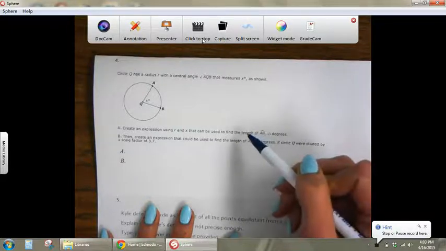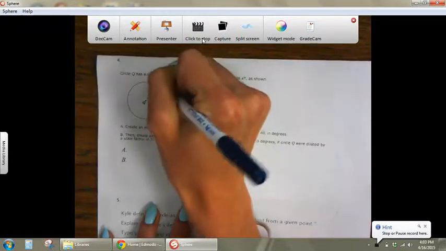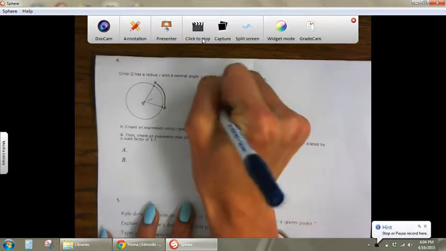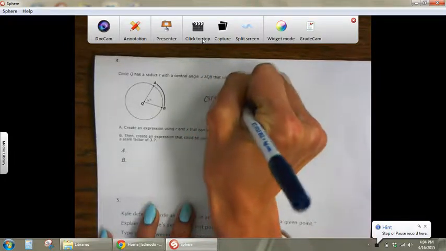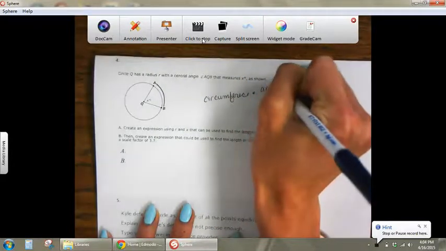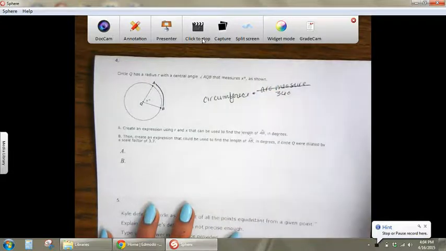But you guys know this. This is just asking you to write an expression for the length of AB. Well, the length of AB is just part of the circumference. So all you have to do is take the circumference and multiply it by the arc measure divided by 360. Kind of crossed out arc measure. That's supposed to be a division line.